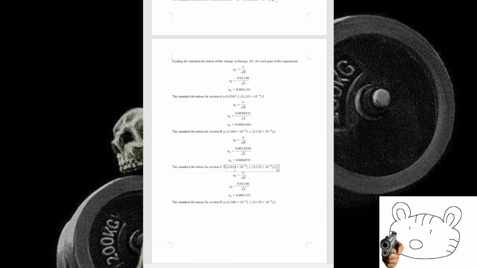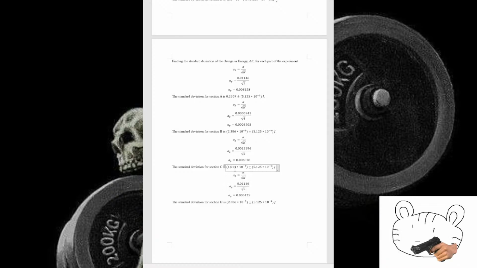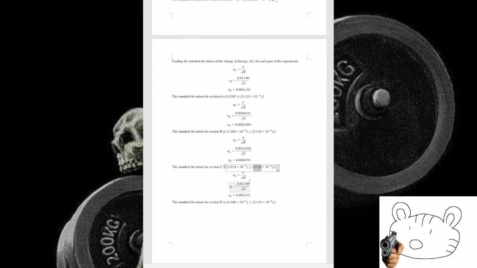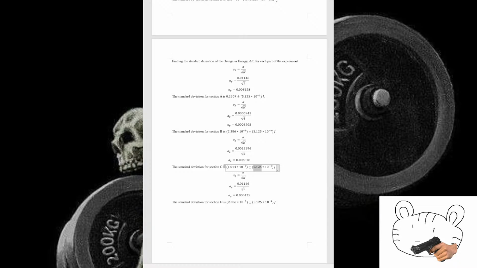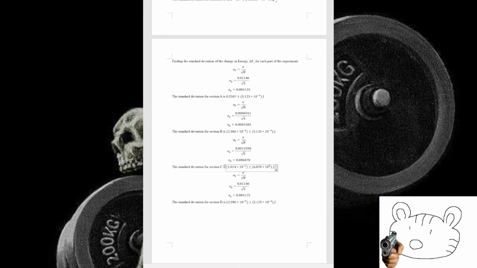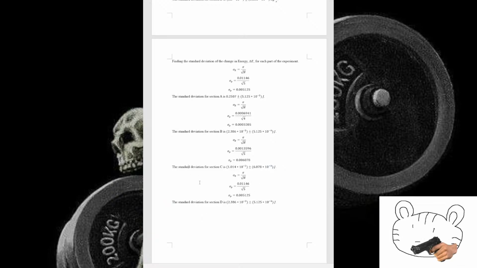Now that's the mean of the. Oh, and also it's only 10 to the power of 2. This is still the same. 6.078. There we go. And now for the last one.